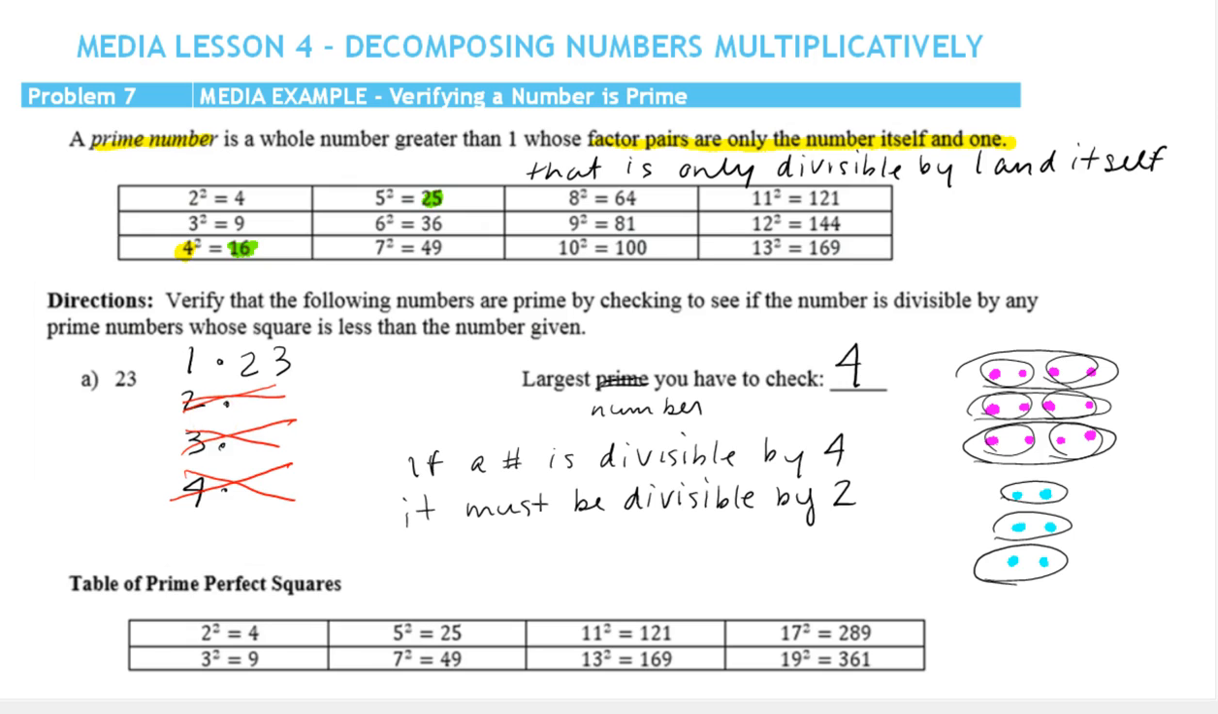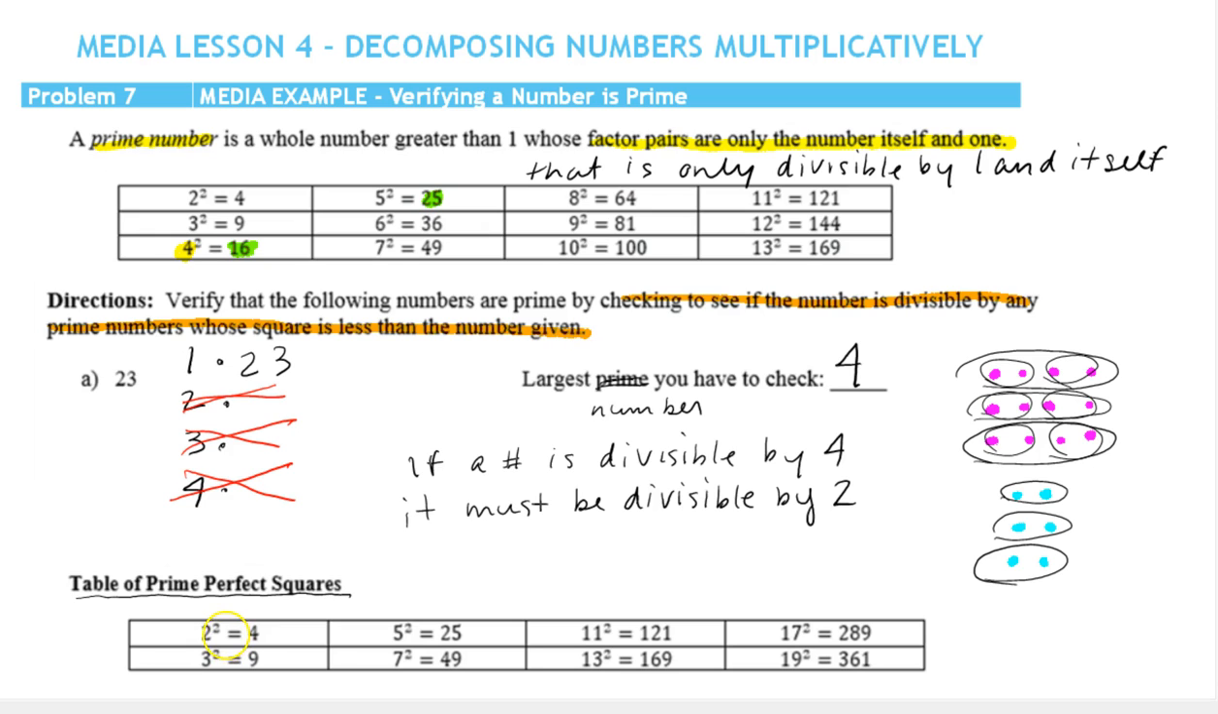So this is going to take us to a way of shortening this process. Notice here there's a table of prime perfect squares. And we're going to use this idea to say, well, if we're just checking to see if a number is prime or composite, we only have to check to see if it's divisible by any prime numbers whose square is less than the number given. So this is our rule for this one. So divisible by any prime numbers whose square is less than the number given.